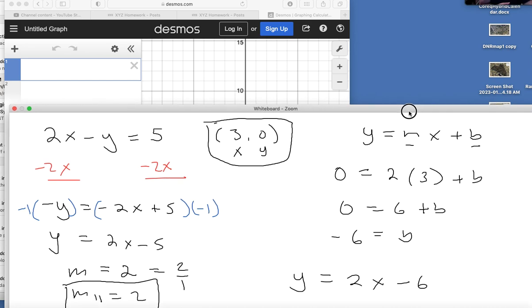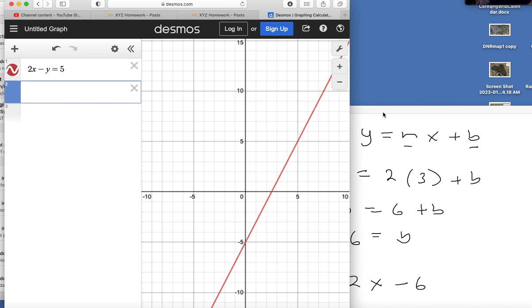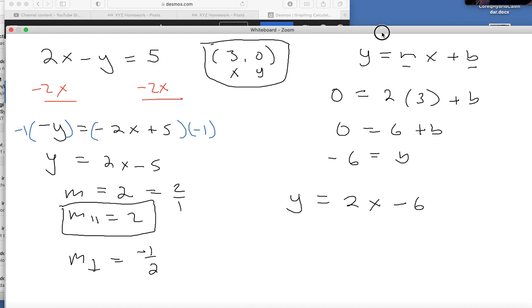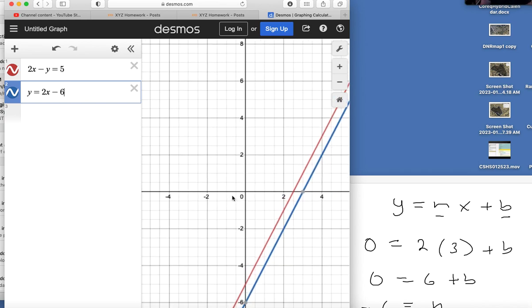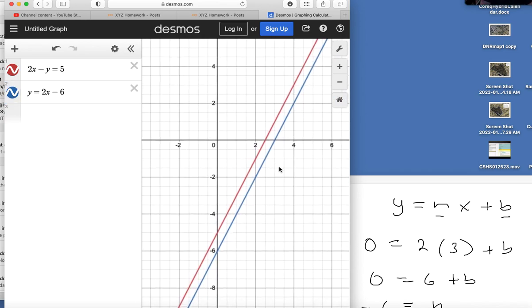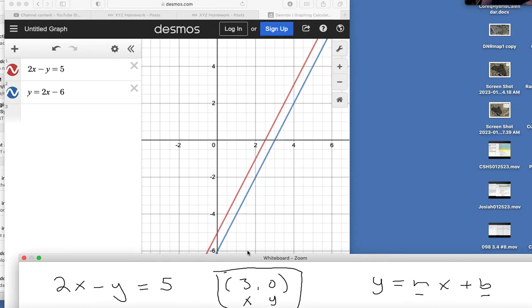So we got 2x minus y equals 5. And then what we came up with was y equals 2x minus 6. And so yeah, those absolutely look parallel. Zoom in a little bit there. And so you can see for this blue one, it was supposed to have a slope of 2 and then go through the point (3, 0), so we can check that on here.